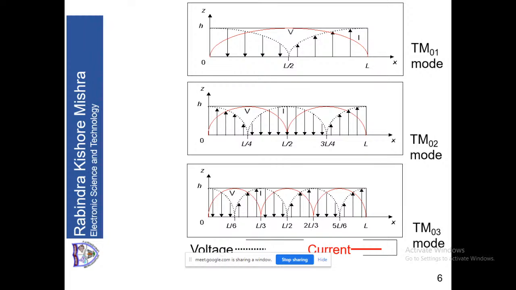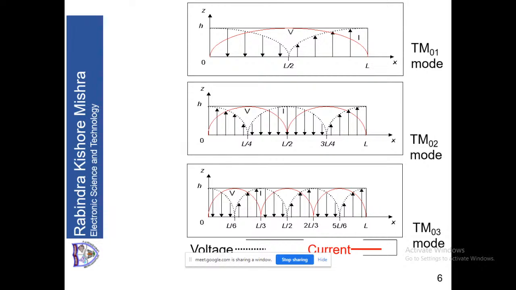Why is voltage maximum at the center and minimum at both the edges? Because at both the edges current is maximum, and voltage is minimum at both the edges. These red lines show the current, and the black lines show the voltage.